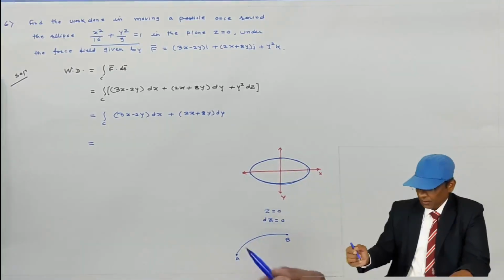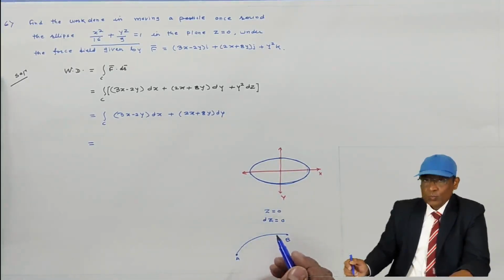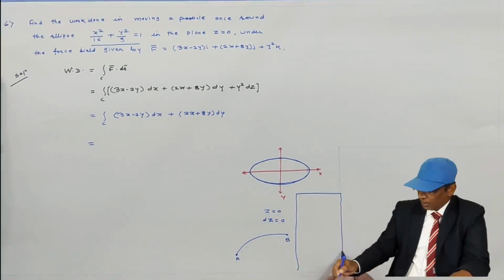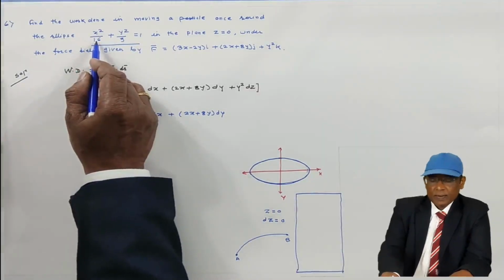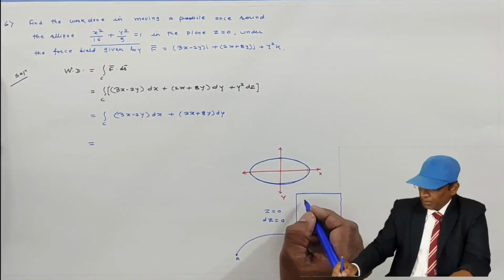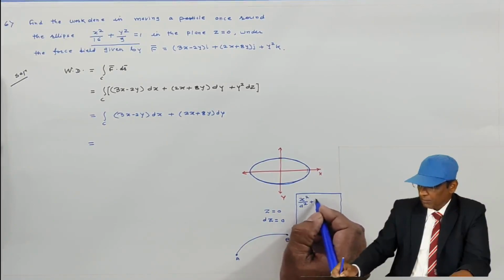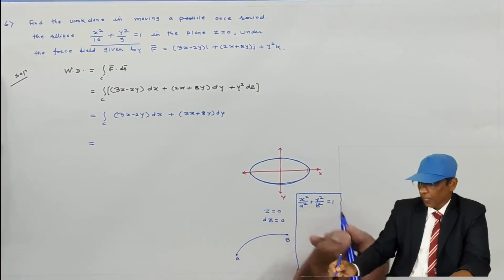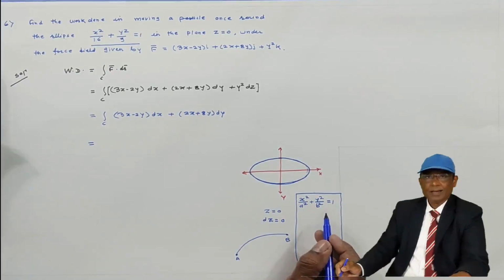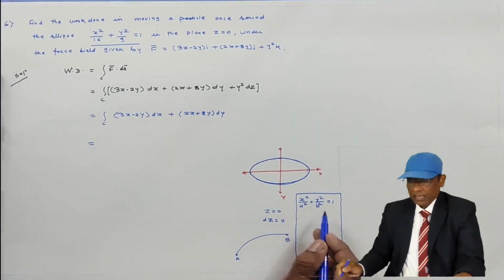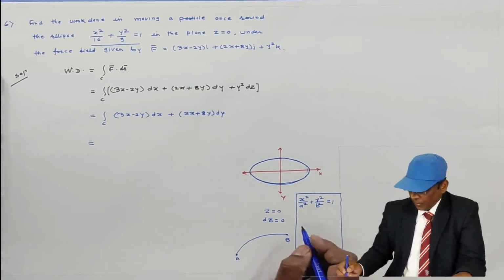an ellipse, circle, or any other closed curve, then use the parametric form. So what is the parametric equation of the ellipse? The equation of the ellipse I am writing as x square by a square plus y square by b square is equal to 1. This is the standard equation of an ellipse. The center is (0, 0). Major and minor axis lengths we can find.